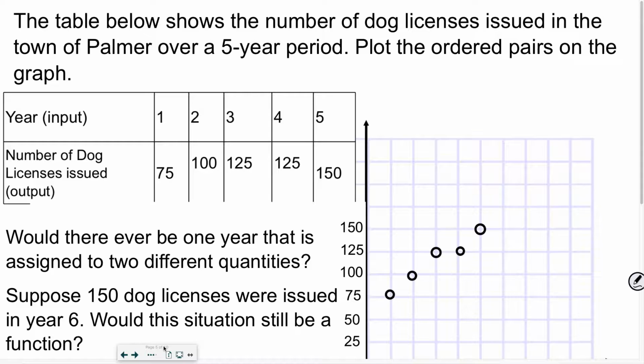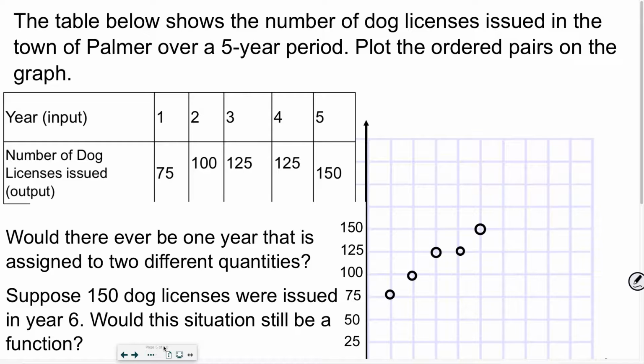So is that a function? Is that relationship, even though it's not linear, is that a function? Why yes? Because every one input is still an output. Because every year we only have one amount, one output. Good, so that is a function, even though it's not a straight line.